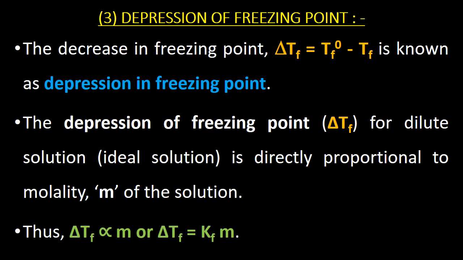The decrease in the freezing point, that is delta Tf, is equal to Tf naught minus Tf, which is known as depression in freezing point. The depression of freezing point, delta Tf, for a dilute solution is directly proportional to the molality m of the solution. Thus, delta Tf is directly proportional to molality, or delta Tf is equal to Kf into m.